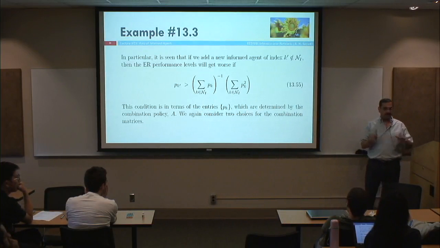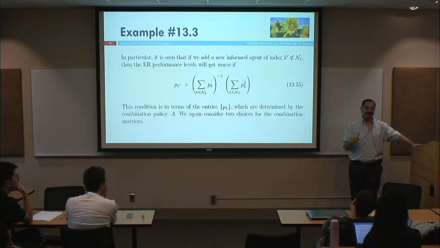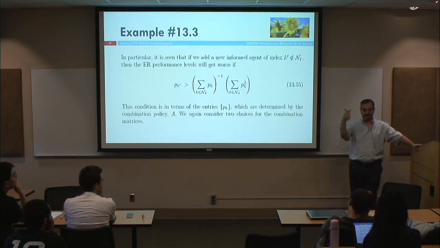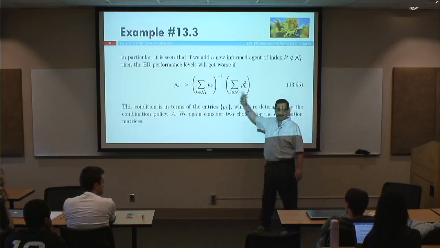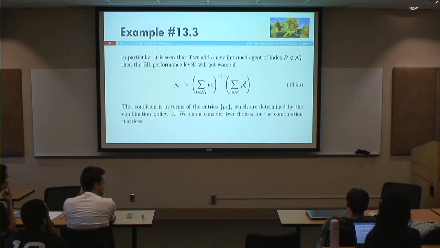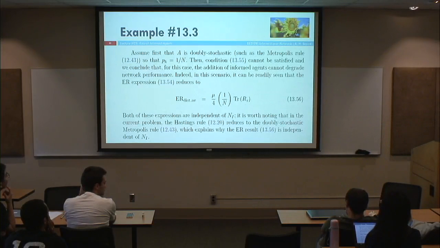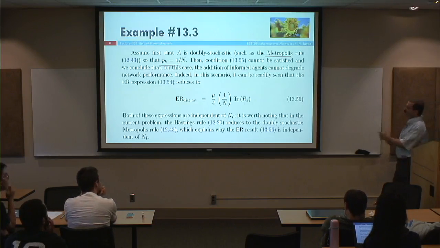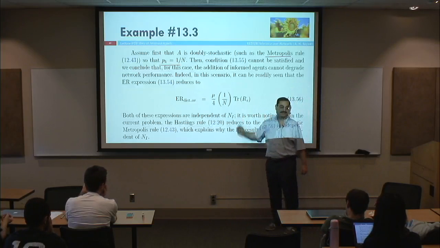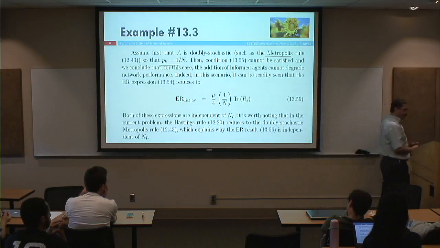These expressions, by the way, are also useful in the following manner. If you want to add an informed agent, you can check if there is anyone that will help you and turn it on. Or you can check if some agent is making your performance worse than it should be, you can turn it off. You can use these expressions for that purpose also. So this is very similar. And this is another example where I have a doubly stochastic Metropolis rule. In this particular case, the Metropolis rule is actually the Hastings rule. That's why you can see that the performance in this case is independent of the number of informed agents.